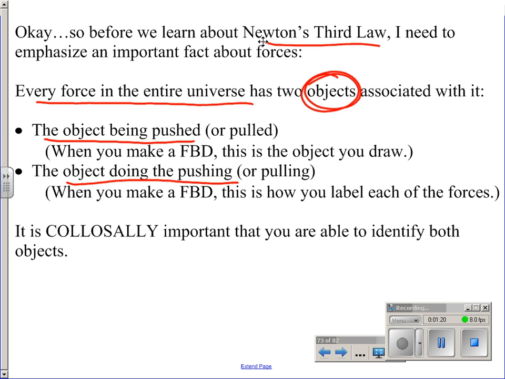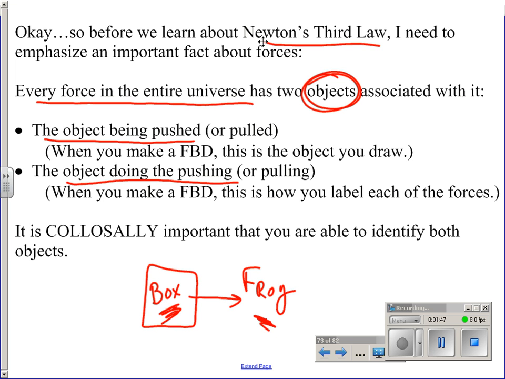So, as a simple example, suppose I told you Roy pushes a box. Okay, the two objects are Roy and the box, right? The object being pushed is what you draw. You draw the box, right? And you would write down the mass inside. And then when you label it, when you say Roy is pushing it, you label it with an arrow and you go, oh, here's the force of Roy. So when you make your drawings, you're indicating the object being pushed and the object doing the pushing or pulling.